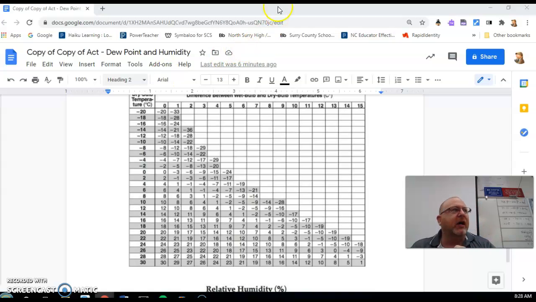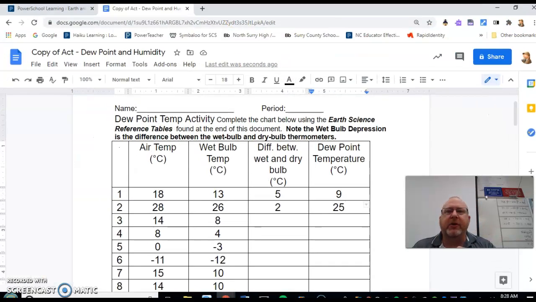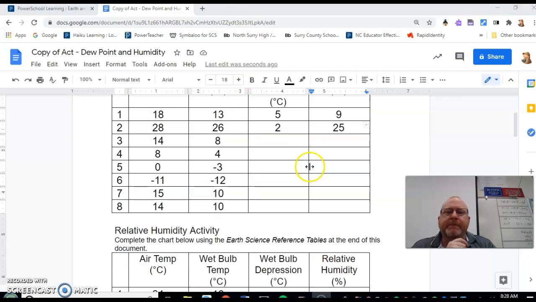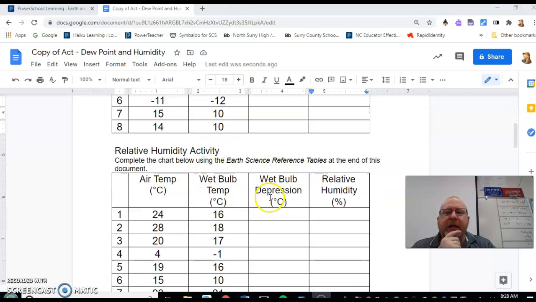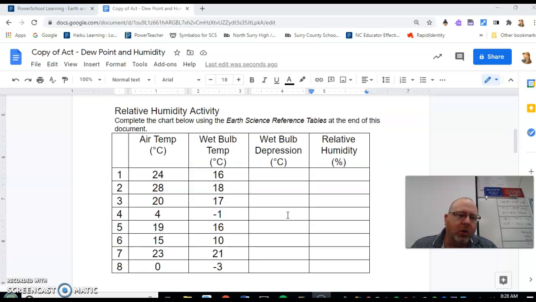So let's go back over to our lab here, and let's do a humidity activity. Let's see if we can calculate the amount of water that's in the air, or the humidity. Humidity is nothing but a percentage. It's the percentage of how much water is in the air based upon how much water the air could hold.